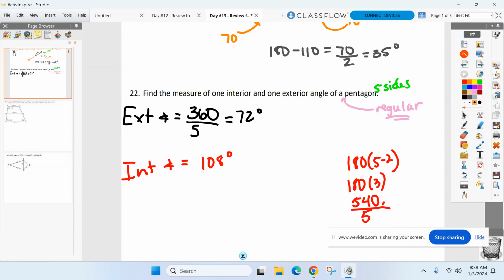That's the one way. The other way, what do I know about an interior and exterior? They're always supplementary. So that's the other way you could have gotten there. Either way, good. I just don't want you to give me 540 though. That's what they all add up to. I was only looking for one.